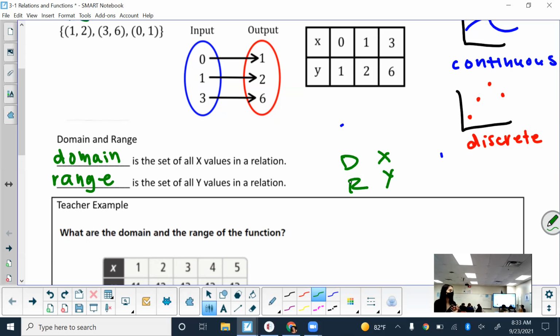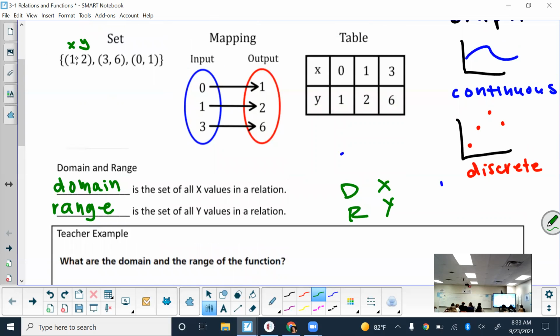So if I'm looking back at the examples up top, what would be my domain of the set? Just read them out. Good, 1, 3, and 0. What would be the range of the set? Good, that's all we're asking of you. What would be the domain of the map? And the range? Good, so you know the difference between input and output then, without me even having to tell you. You know that X's are your inputs and Y's are your outputs.